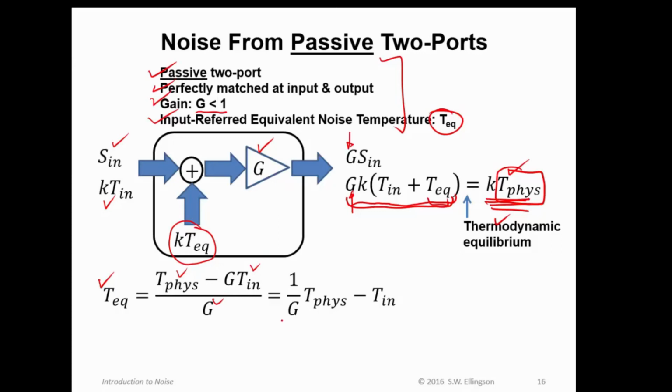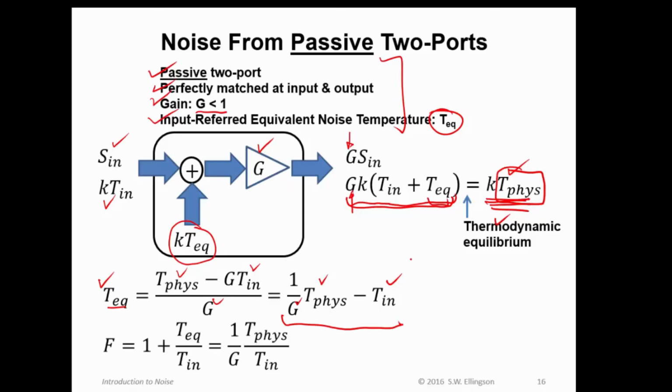And simplifying that expression, we get this. We find that the input referred equivalent noise temperature must be the physical temperature divided by the gain minus the input equivalent noise temperature. And then the noise factor is just 1 plus T_eq, which I just worked out, divided by T_n, and that gives me this expression. So the noise factor for a passive 2-port is simply the physical temperature divided by the input temperature divided by the gain. Very, very simple concept.